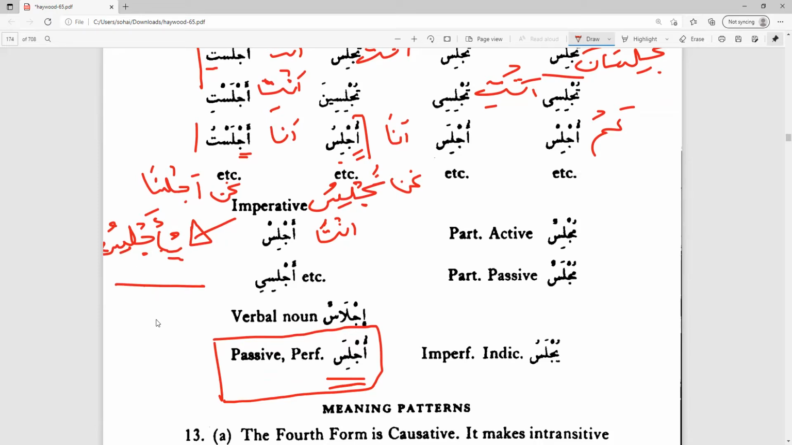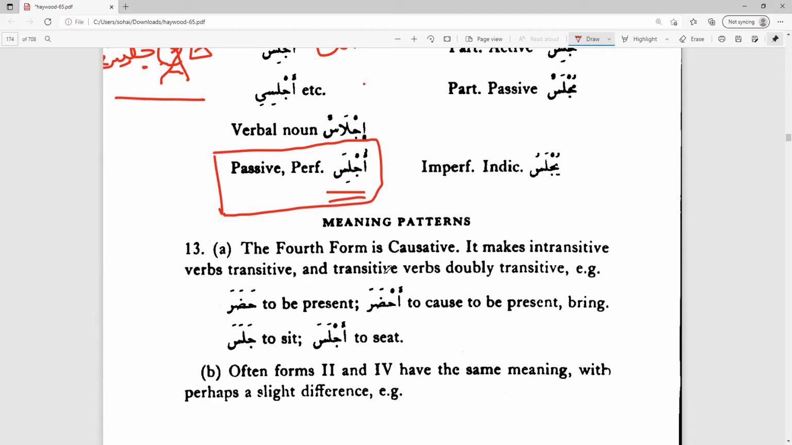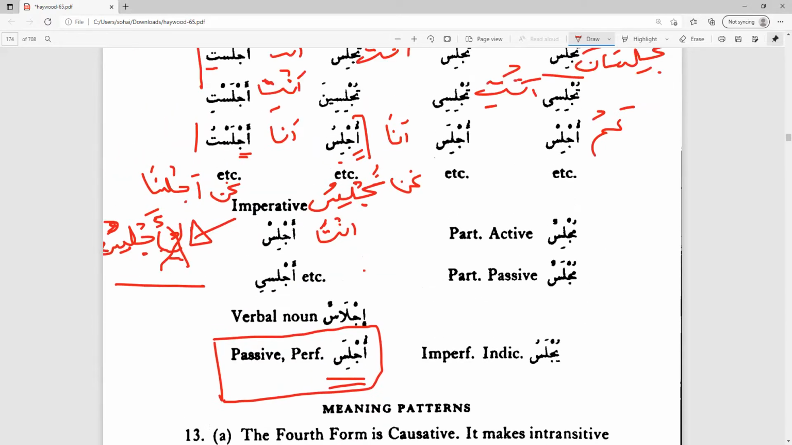And then for fi'l amr, or imperative, or command, the rule is that we drop the first alamatul mudare, the sign of mudare. Hamza already has a fatha, so it becomes ajlis. Does that make sense? If it doesn't make sense, please tell me now, don't feel shy. Sir, can you revise it? Just this bit. Yeah, sure.